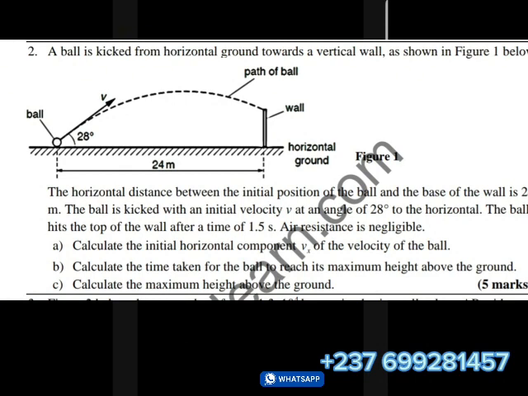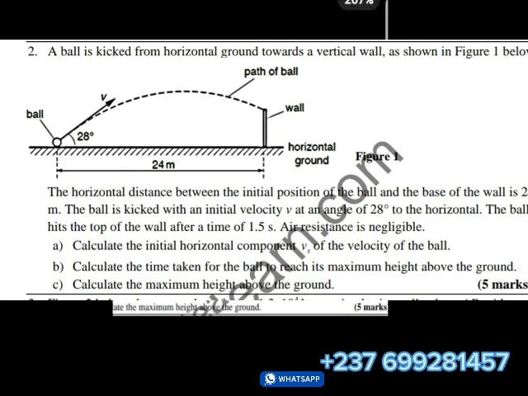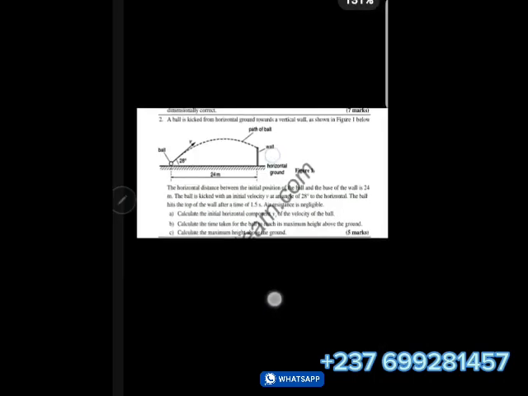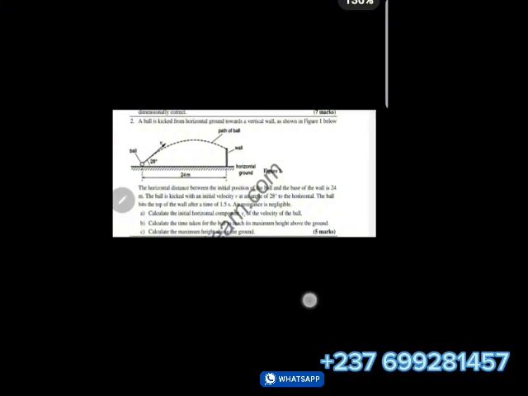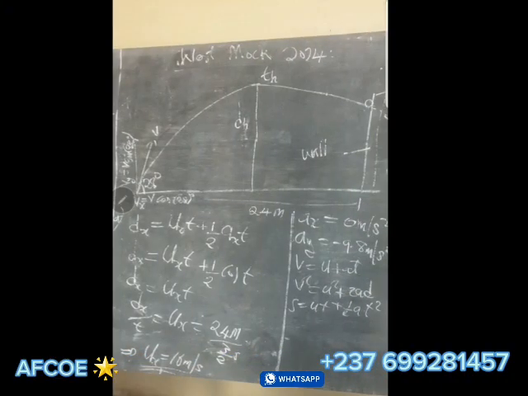Calculate the initial speed v. Calculate the initial horizontal component of the speed, vx, of the ball. Okay, now let us move straight to the solution. You see that this is the scenario that I'm trying to draw to scale. It's really not good. So we have seen what they're asking.